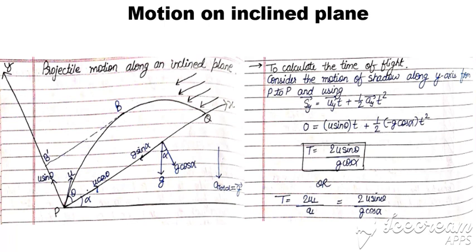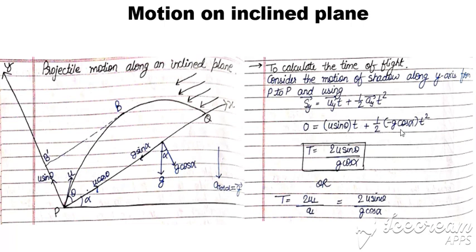Now for time of flight, I have to consider the motion along the y-axis. So taking again the motion of the shadow along the y-axis, that is from P to B dash and from B dash to P, you have to take the whole motion. For that, our initial velocity is u sin theta, and the interesting thing is the displacement is zero.